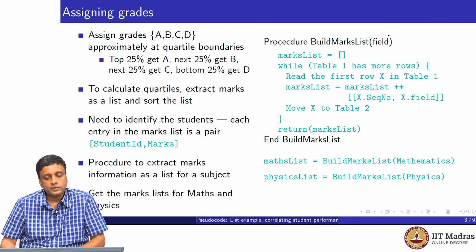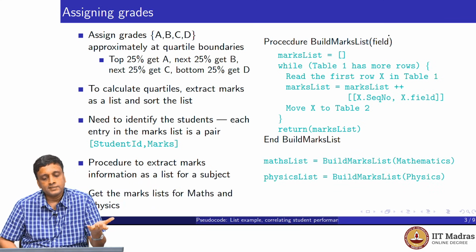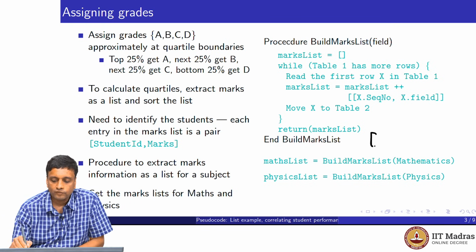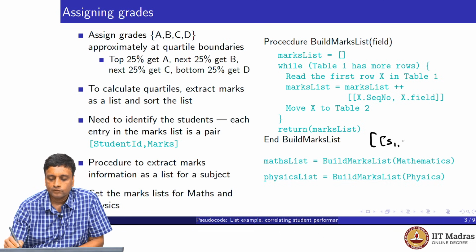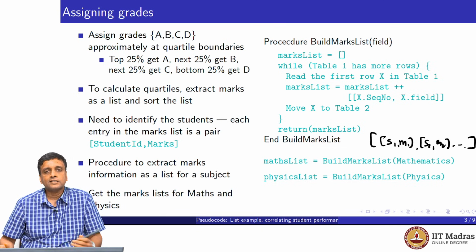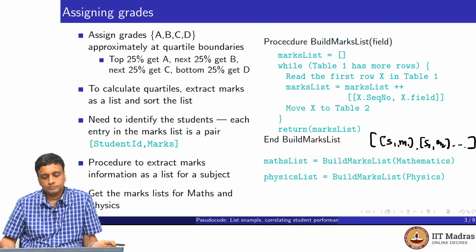What we want to do is initially build the marks list for maths and the marks list for physics. When we build the marks list for maths, we will get a sequence of pairs of this form. We will have S1, the sequence number of the first student, and M1, the marks of the first student, then S2, M2, and so on. So this is what this list will look like. This is in no particular order. This is just in the order in which we process the table.